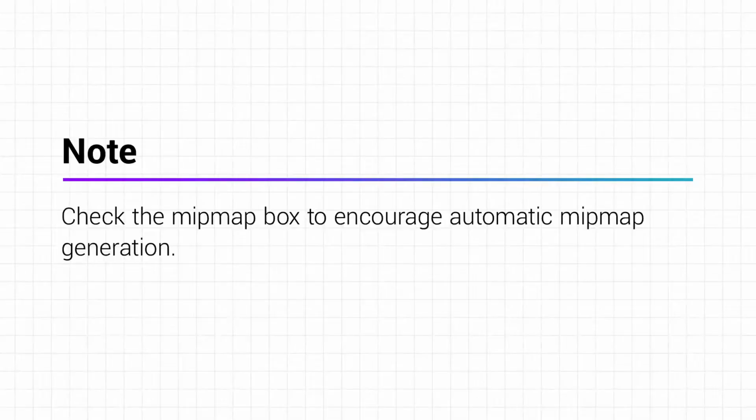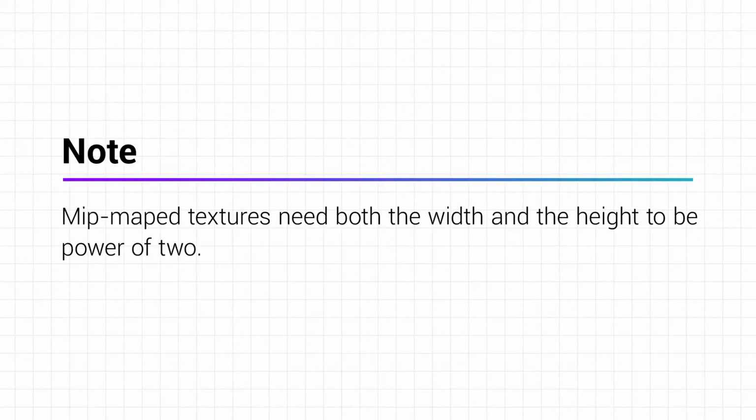The canvas of each UMG panel is associated with a texture with quality settings. It's important for this texture to have its mipmap box checked to encourage automatic mipmap generation. A sheet of mipmaps takes up the same amount of memory as the original texture. Mipmap textures also often need both the width and the height to be a power of 2: 512, 1024, or 2048. It's not common to set the resolution any higher than 2048 due to diminishing returns near the display's resolution.